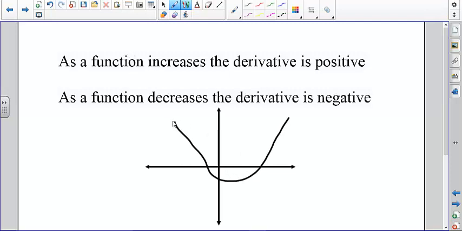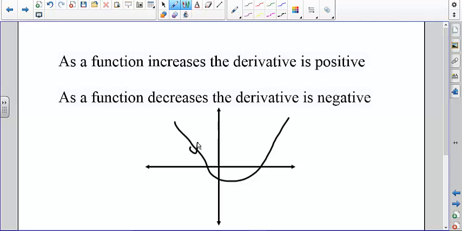As a function decreases, so this is where it's decreasing. Decreasing just means that as you go to larger and larger values of x, the value of the function becomes less. So it's going downhill basically. At this point, the slope is 0. It's not going up or down. And then when you come over here, the function is increasing.